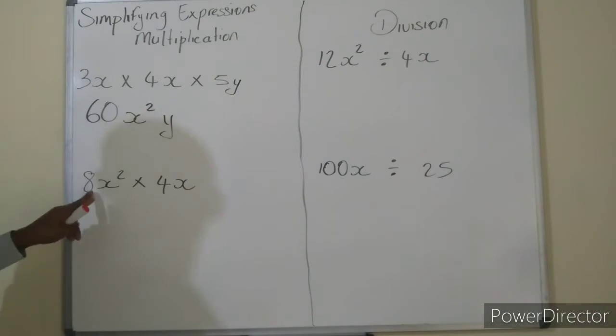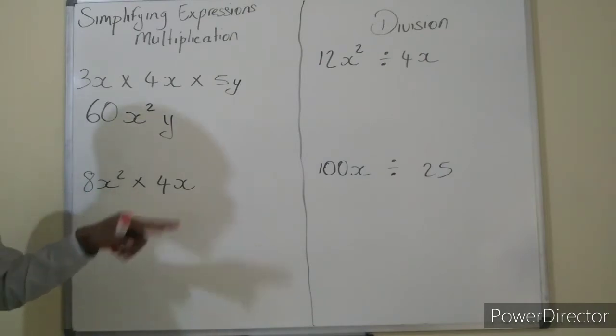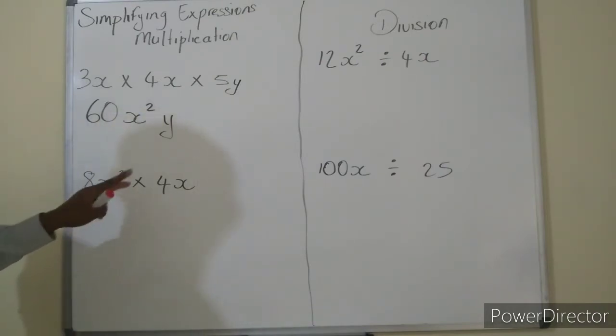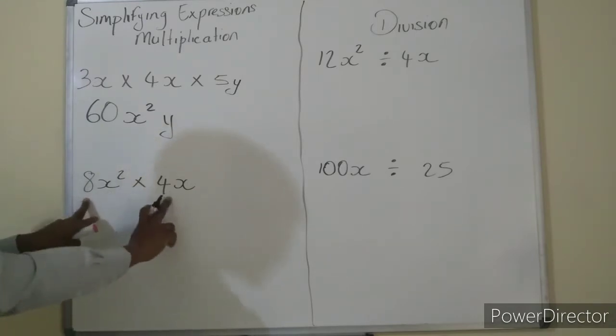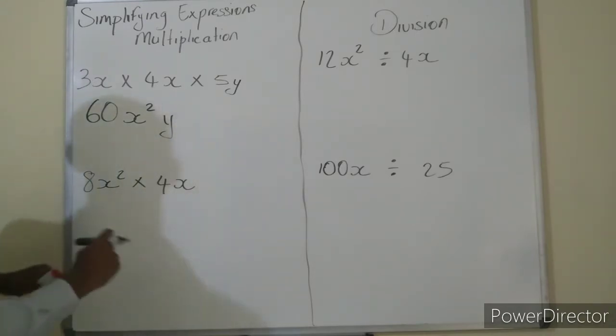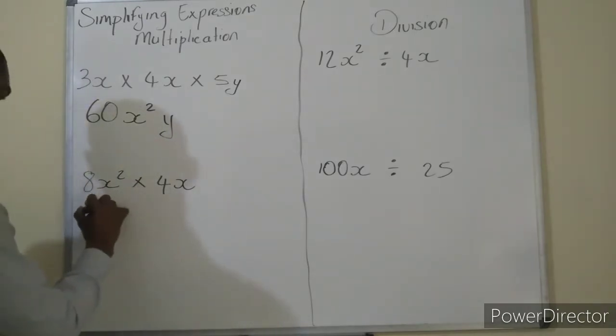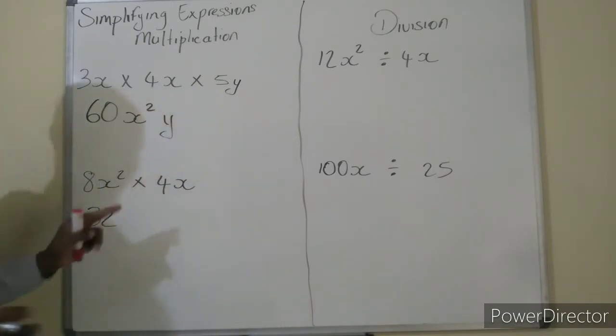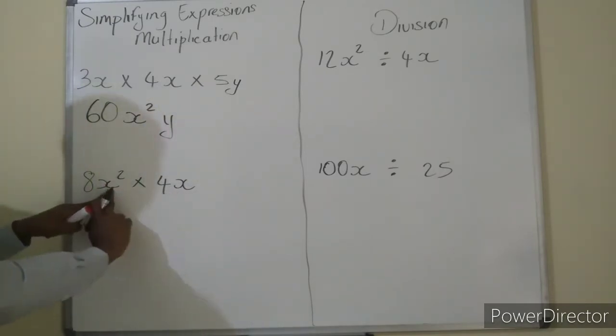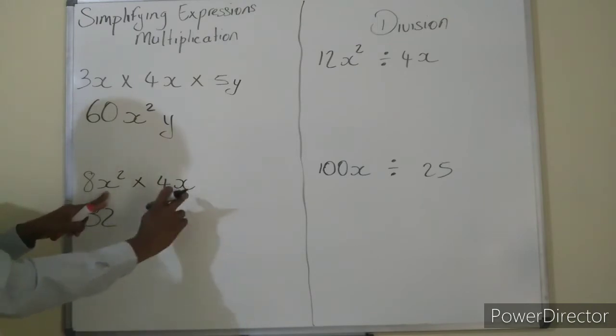Here's another question. 8x squared times 4x. So 8 times 4, you work out that number part. So 8 times 4 is 32. Then you look at these. So this is x squared multiplied by x.